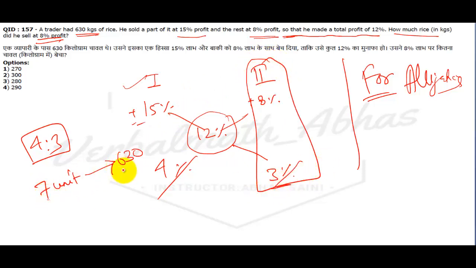So 7 units is 630. It means 1 unit is 90. Okay, 1 unit is 90 and 3 units will be 3 into 90, which is 270. So 270 is your answer. Now next question.